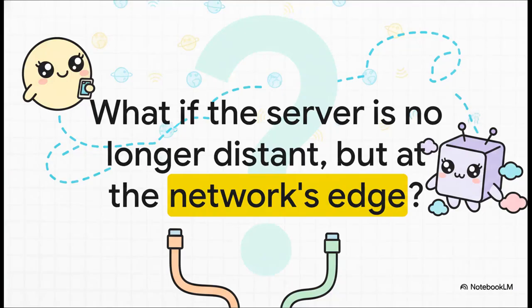This client-server model has been the backbone of the internet for decades, but it's not standing still. This conversation is getting faster and smarter every single day. So what happens when that powerful server isn't thousands of miles away in some data center, but it's right at the edge of the network, maybe even down the street? Well, that conversation is about to get a whole lot faster. And the internet, as we know it, is probably about to change again.